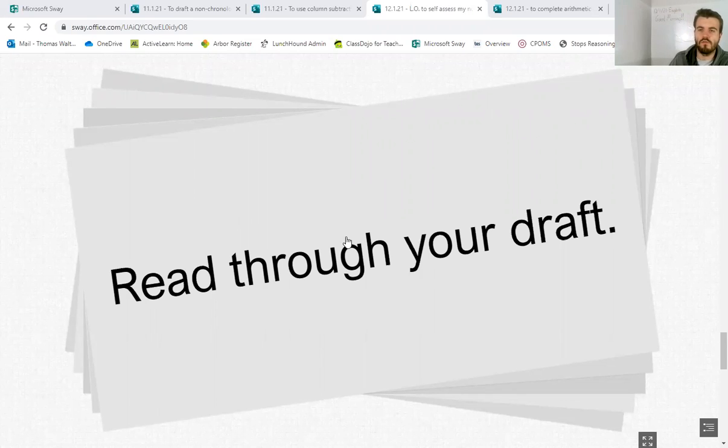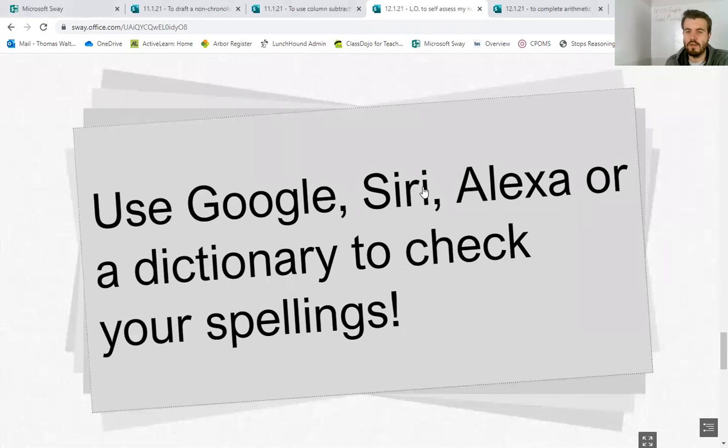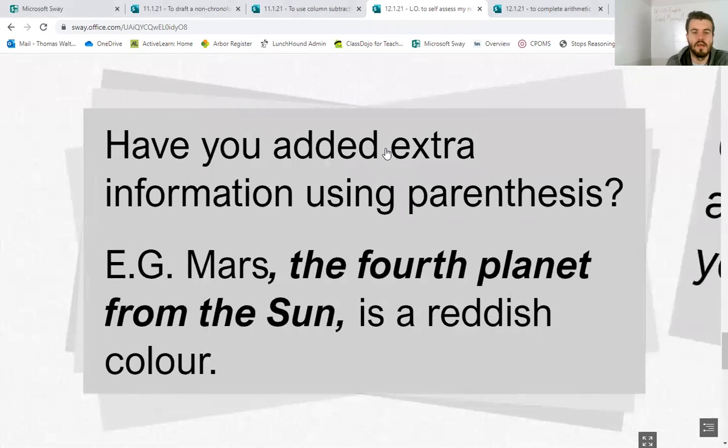All right. So first off, read through your draft, make sure it makes sense, make sure you haven't missed any words that you should have written, make sure that it sounds like an informative piece of writing, all that kind of thing. Second, use Google, Siri, Alexa, or a dictionary to check your spellings. Any word that you're not 100% sure is correct, have a look at it. All right. See if it's right. Just double check. It's not worth missing out something just because you're like, I'm sure that's right. Double check every word you're not 100% sure on, okay?